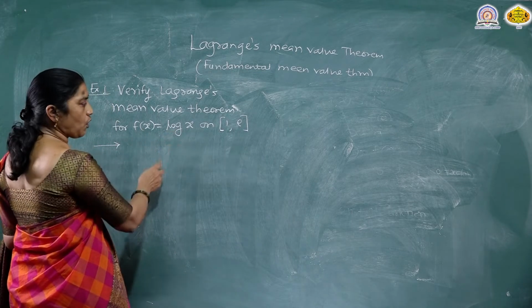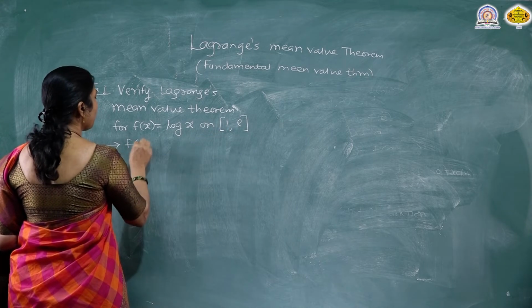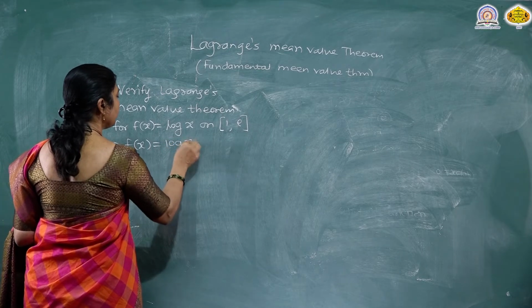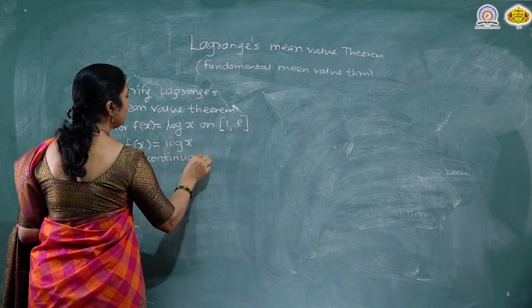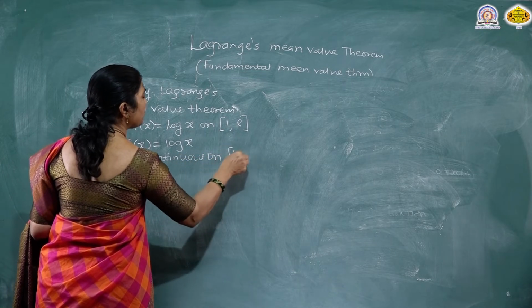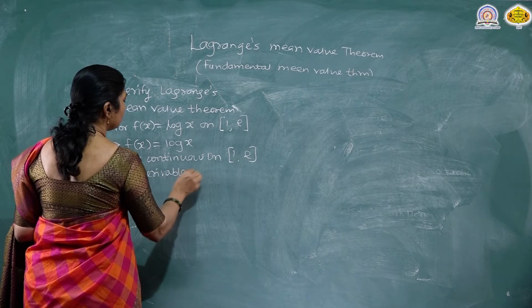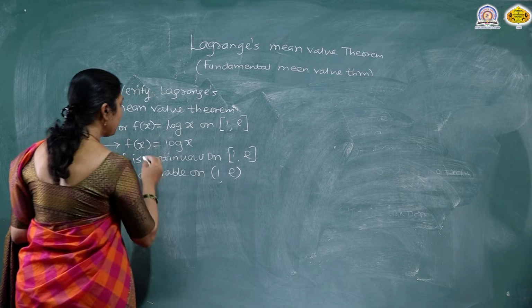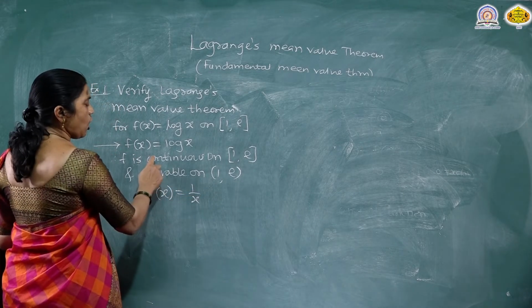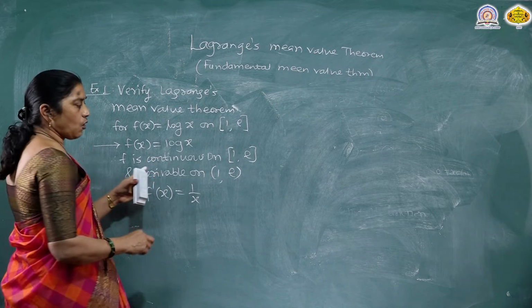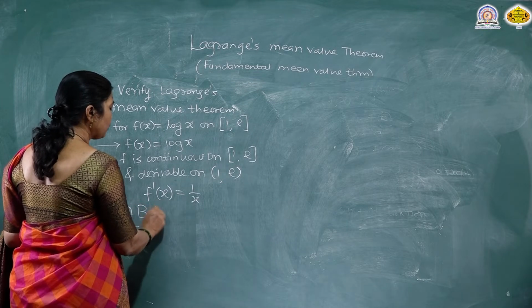Observe that f(x) is equal to log x. It is continuous on this interval and also derivable. Therefore, f is continuous, being a logarithmic function, on the closed interval [1, e] and derivable on the open interval (1, e). What is f'(x)? Because f(x) is equal to log x, f'(x) is nothing but 1 upon x. So f is continuous on the closed interval and derivable on the open interval. So both the conditions of Lagrange's mean value theorem are satisfied.